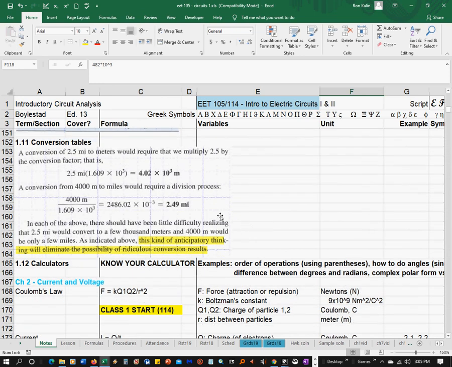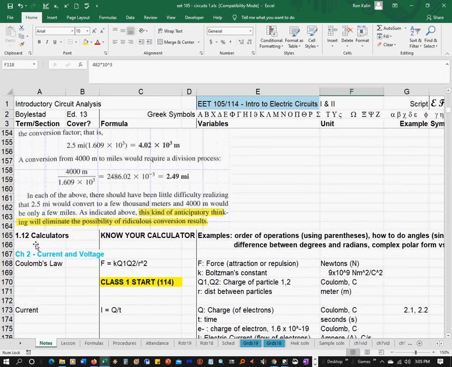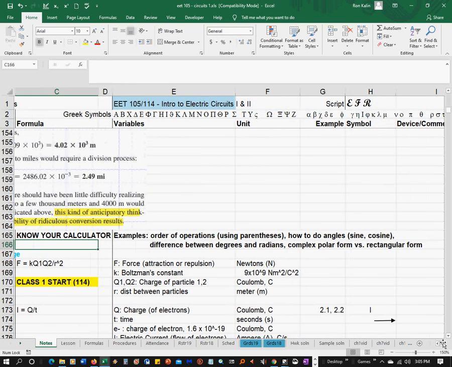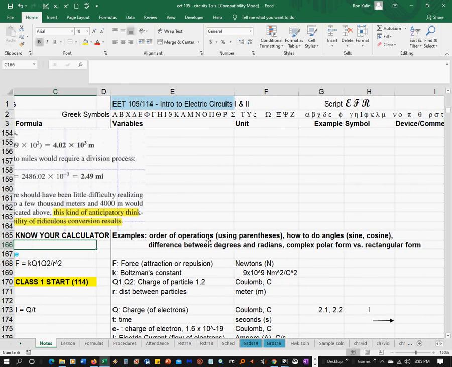And the last section in chapter 1, know your calculator. This is my little adder. Examples, what I mean by knowing your calculator. Order of operations using parentheses. We're going to be doing a lot of problems that involve this. It would be like, please excuse my dear Aunt Sally, which would be parentheses first, then exponents, then multiplication, division, addition, subtraction. So those are the order that you do those in.